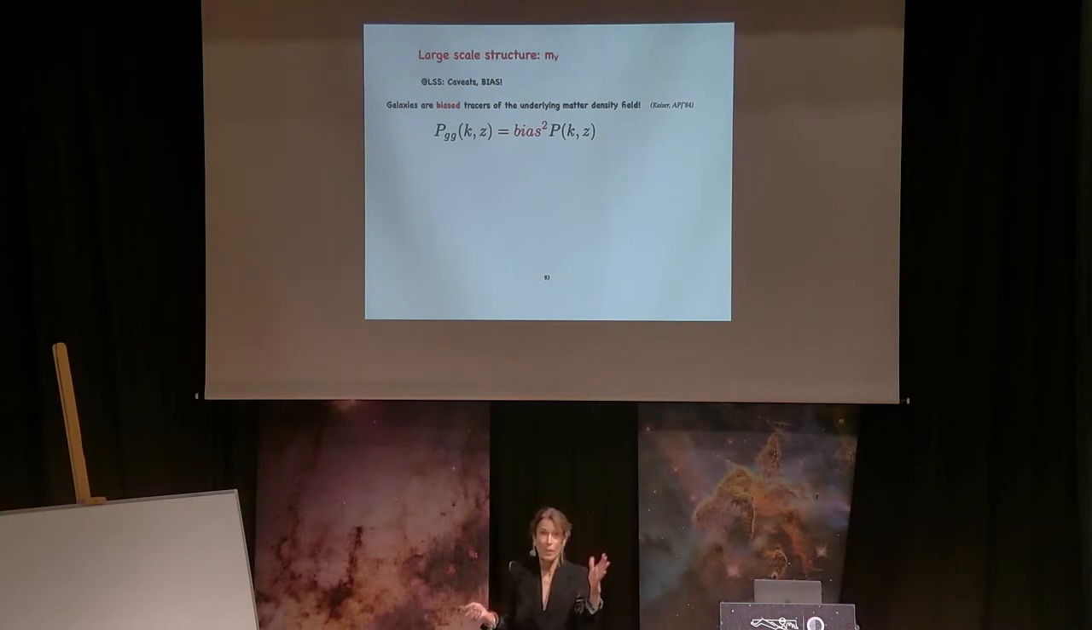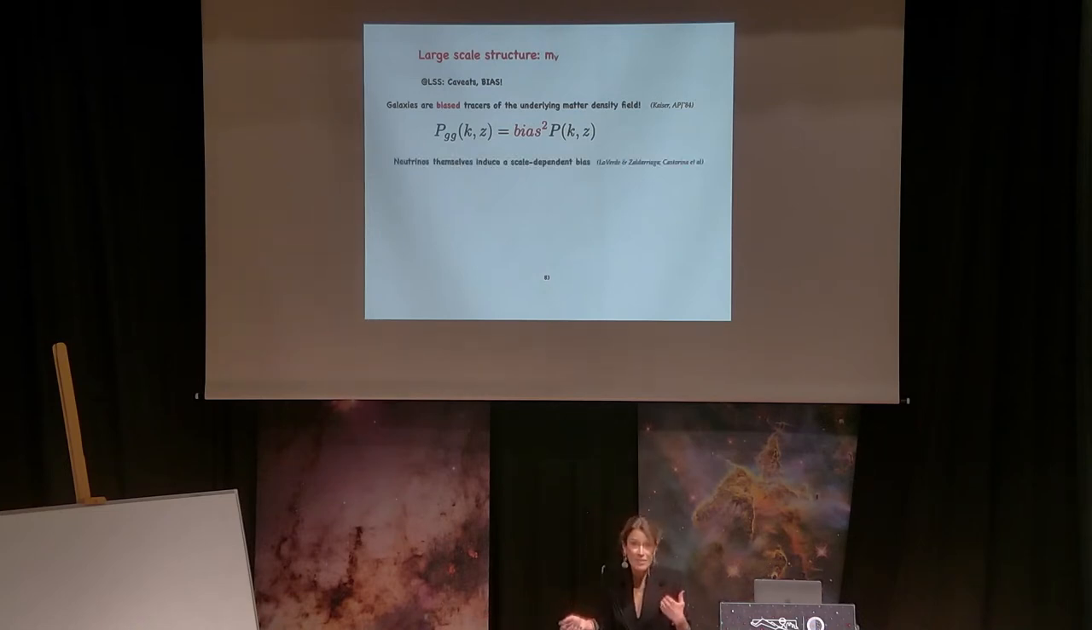Not focusing just on one type of galaxy, maybe we can solve this. Yes, but neutrinos themselves induce a scale-dependent bias, right? Because, as I have shown you, they reduce the matter power spectrum at small scales. So it's a reduction of the matter power spectrum which depends on the scale. So it's kind of difficult to extract purely the neutrino mass.